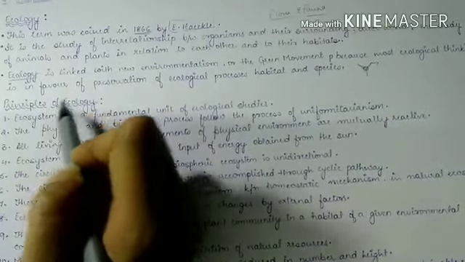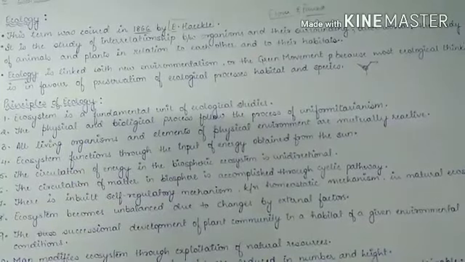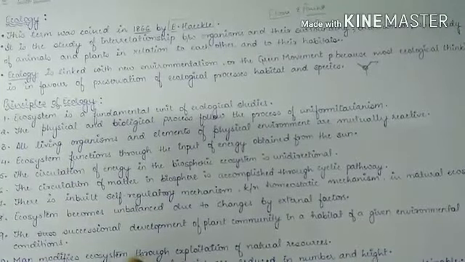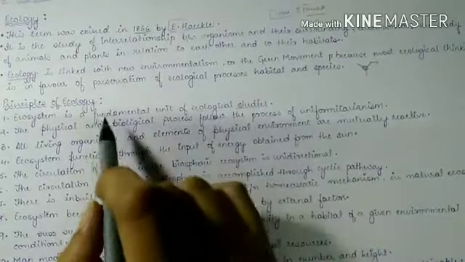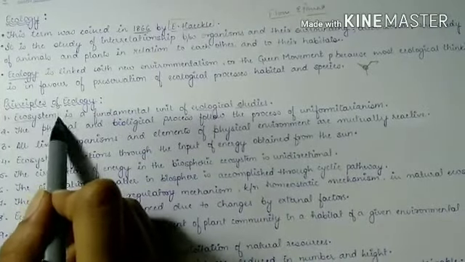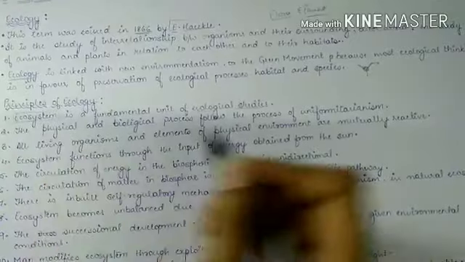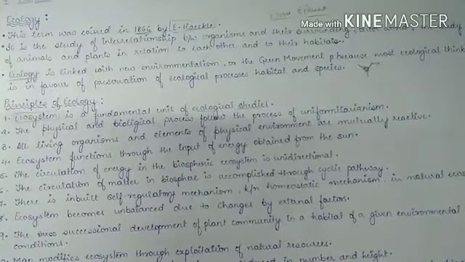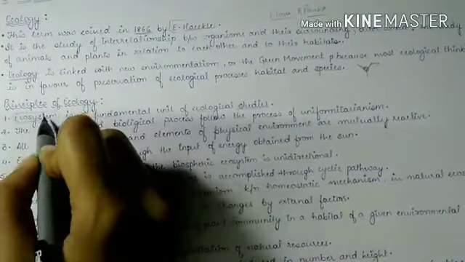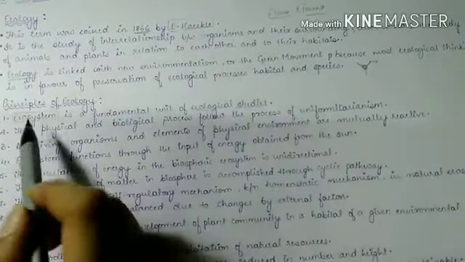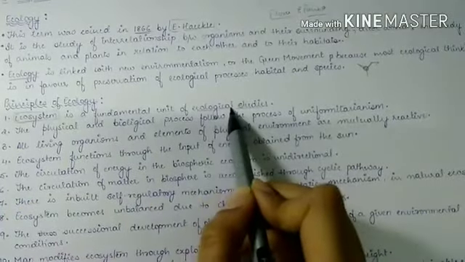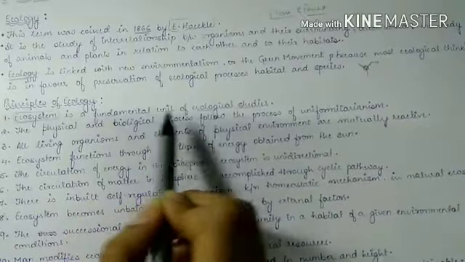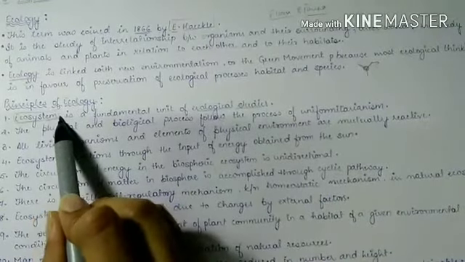Now, what are the basic principles of ecology? The first is that the ecosystem is the fundamental unit of ecological studies. For ecology we need an ecosystem. What exactly is an ecosystem? An ecosystem is any habitat where the organisms interact with each other and are dependent on each other. As we have studied in the definition, the study of the ecosystem is what is done in ecological studies. So the fundamental unit of ecological studies would obviously be the ecosystem.